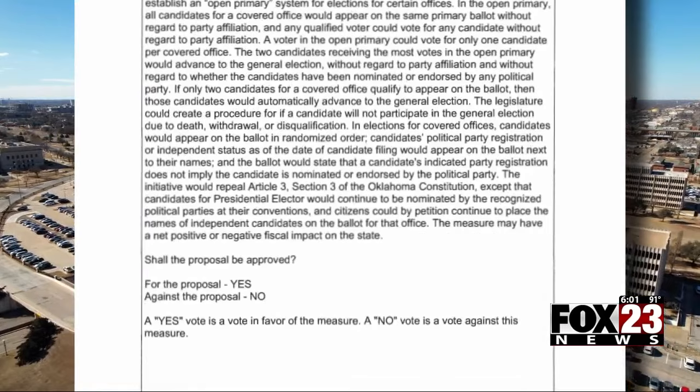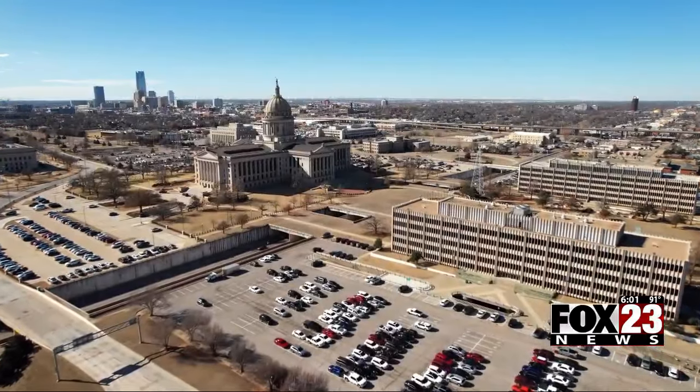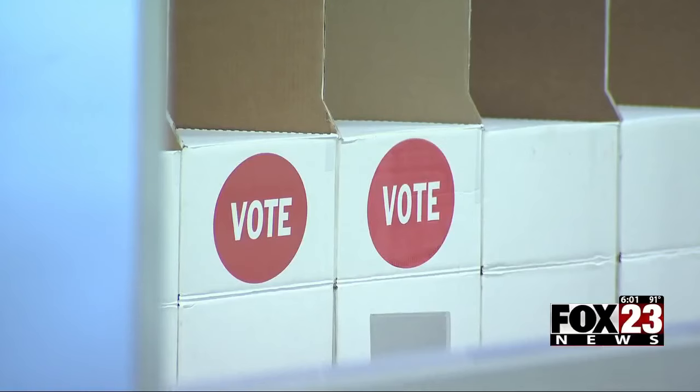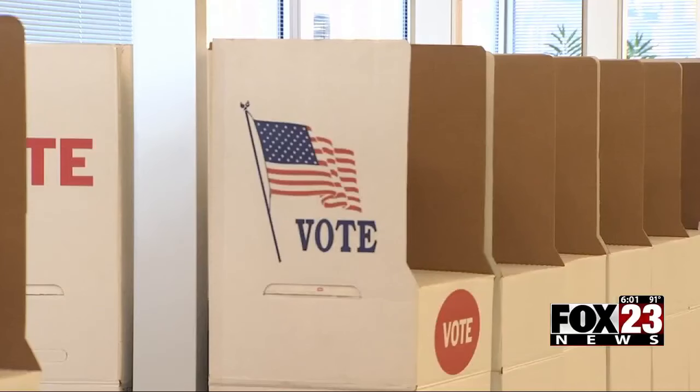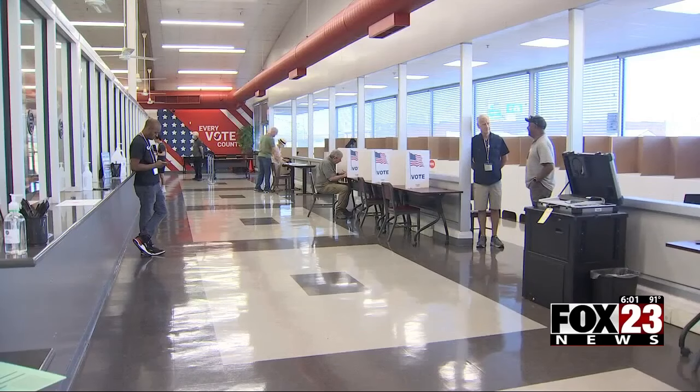State Question 836 would create open primaries in the state of Oklahoma. That means voters would receive one ballot with every candidate on it, regardless of political affiliation. Currently, Oklahomans receive the ballot of the party they are registered with. Independents vote on the Democrat ballot. The Republican Party wants to keep it that way.